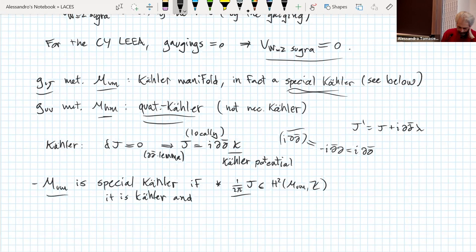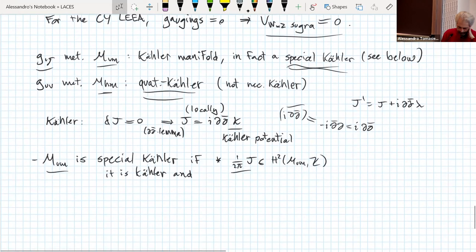It has nothing to do, once again, with the J on M6. Of course, perhaps it would be wise to use a different letter. I don't know, perhaps a calligraphic J, but I hope the context will make it clear what we mean every time. So this is just a definition that you could give irrespective of supersymmetry, but of course it's motivated by supersymmetry.